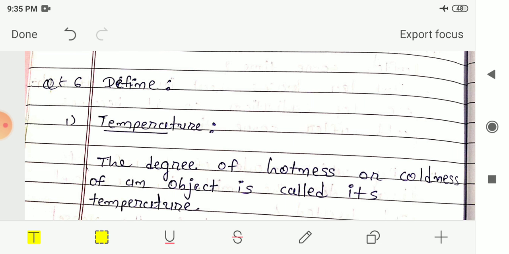Now the next method is convection. So on heating the vessel containing water, water gets heated in the vessel. This mode of transfer of heat is known as convection in the water. And liquid and gaseous substances get heated by the mode of transfer of heat called convection.